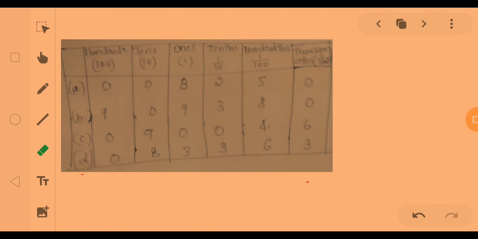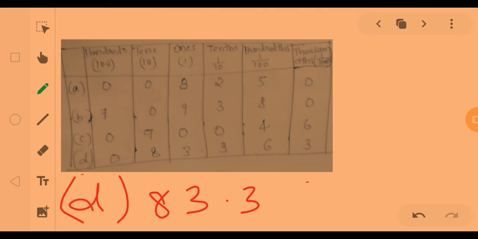Then let's see the fourth number. What is the fourth number? D. It starts from the tens place. So the tens place digit is 8. The ones place is 3. After the whole number side, we have to immediately insert the decimal point. Then only we should write the decimal part. The tenths place digit is 3, the hundredths place digit is 6, and the thousandths place digit again 3. So the number obtained is 83.363.